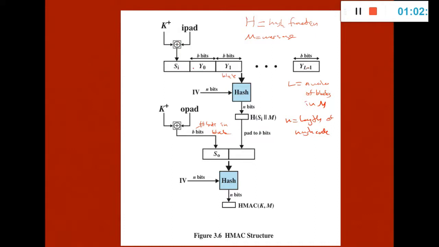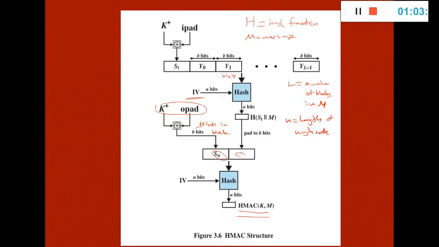And then you concatenate it with the message blocks, and you put a hash with the initialization vector of n bits. You have H of S_i concatenated with M, and then you pad to b bits. Then you have K plus XOR opad, and you get S_o, so you combine your hash. You have a double hash here, and you apply the initial vector for HMAC. So this is on the sender side.